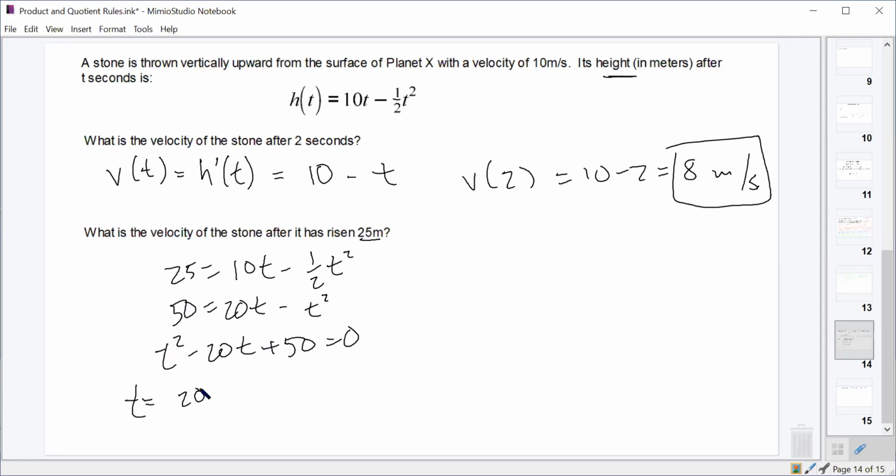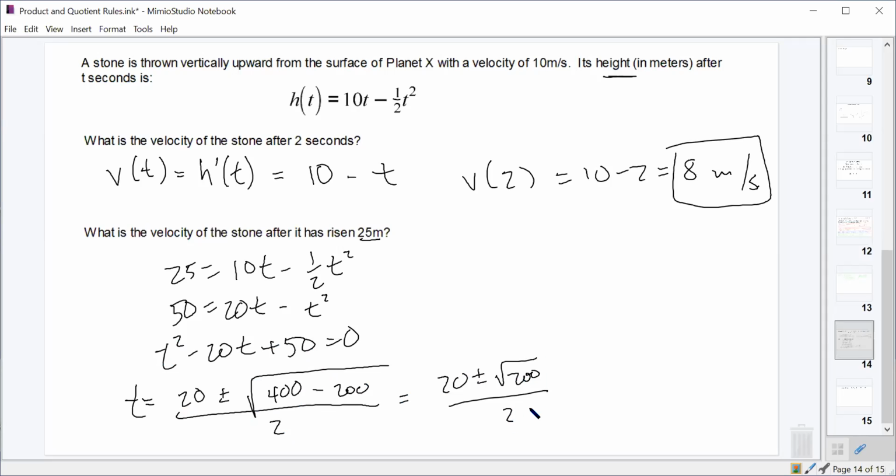So that would be 20 plus or minus the square root of 400 minus 4 times 1 times 50, so 200, all over 2. So 20 plus or minus root 200 over 2. And what can we do with the plus or minus root 200? That can become 20 plus or minus 10 root 2 over 2.